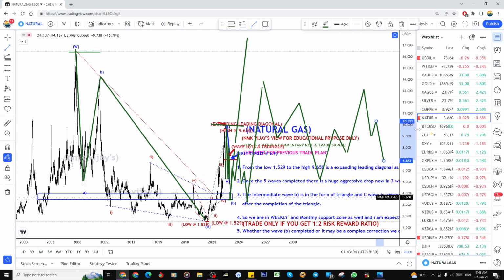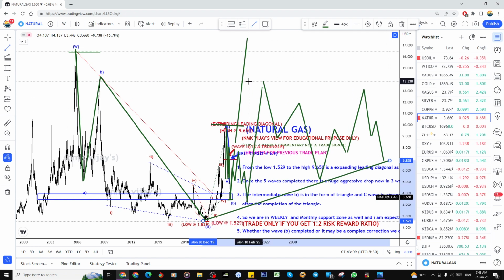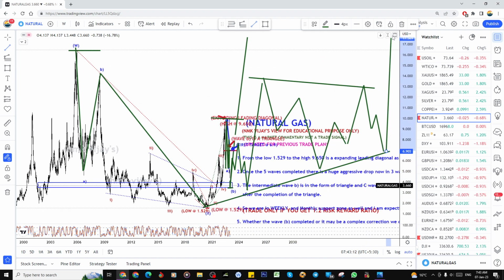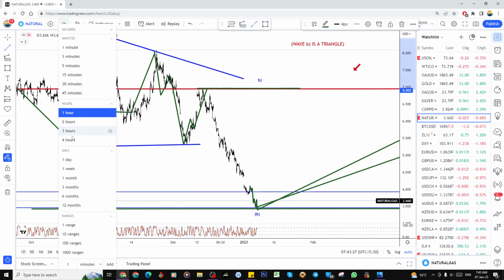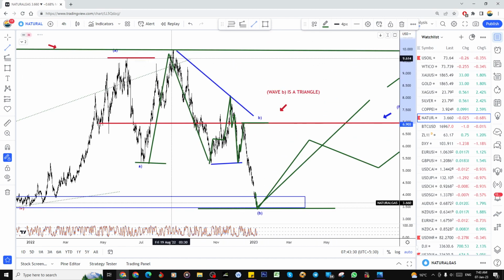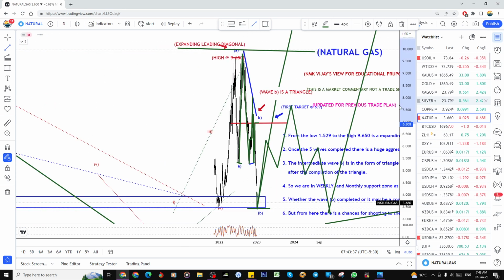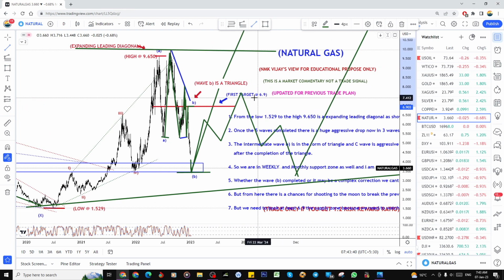So what will be? Triangle A B C D E. So this could be the triangle, and from here it can go. How long, how many years, no idea, but from here we can expect one more three-wave structure, or it is going to break this high 9.93, or at least it can. That is why I have already explained the first target is 6.9.